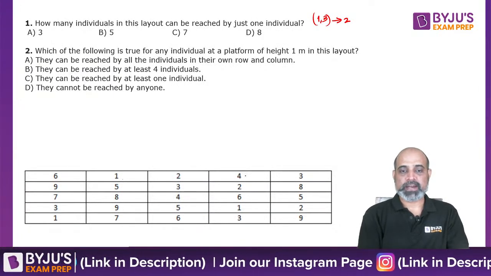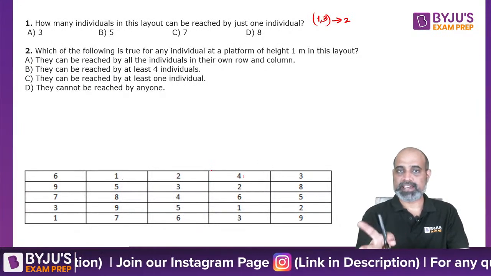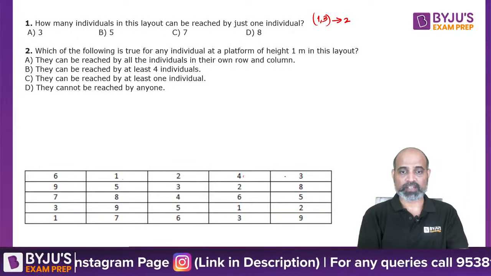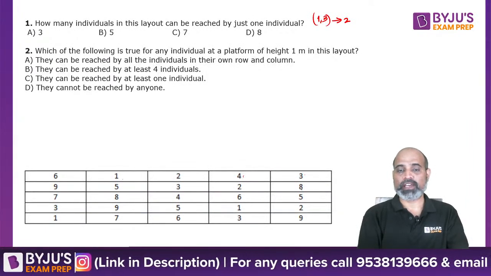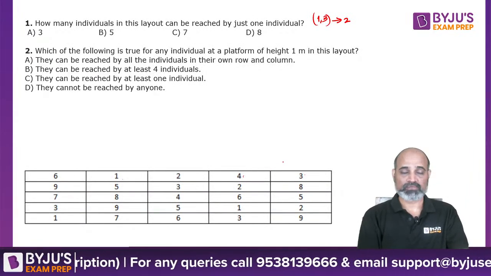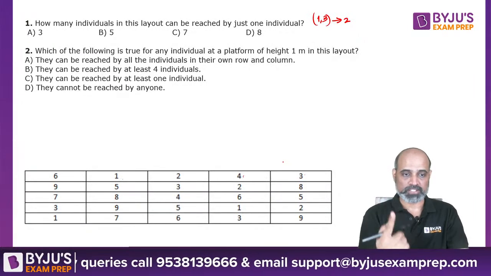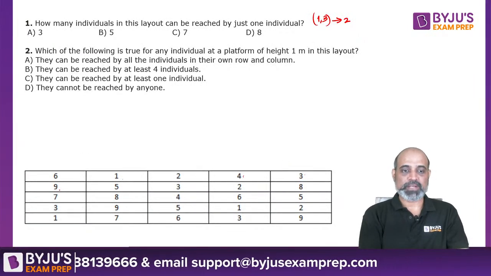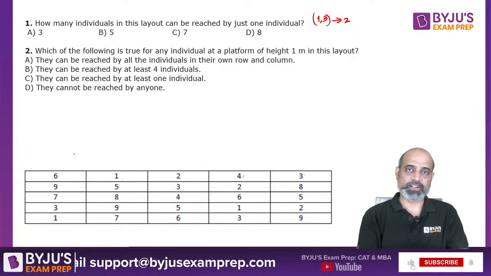Next, 4. 4 can be reached by 2 as well as 3. The moment I get 2 people, ignoring it. 3 can't be reached by 4. 8 also can't reach 3. So no, we need one person reach. 9 can be reached by everyone to his top, bottom and right.